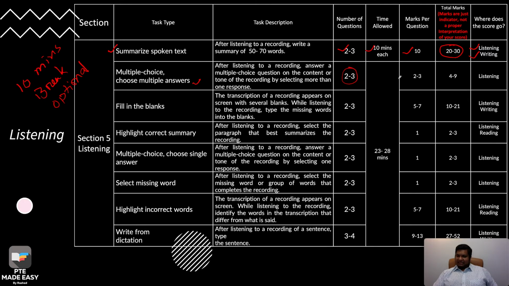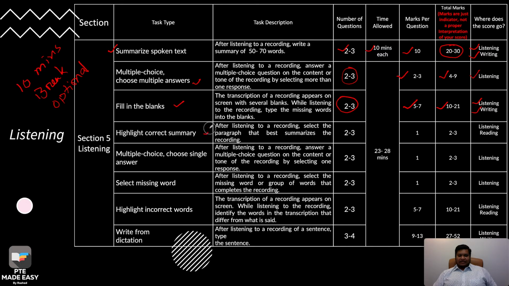Each question has 2 to 3 marks because of 2 to 3 options for each question, altogether giving you 4 to 9 marks, and marks are going to only listening. Next is fill in the blanks in listening. You have 2 to 3 questions. Each question will have 5 to 7 blanks. That means 5 to 7 marks, and that will give a total tally of 10 to 21 marks. Marks going to listening as well as writing.